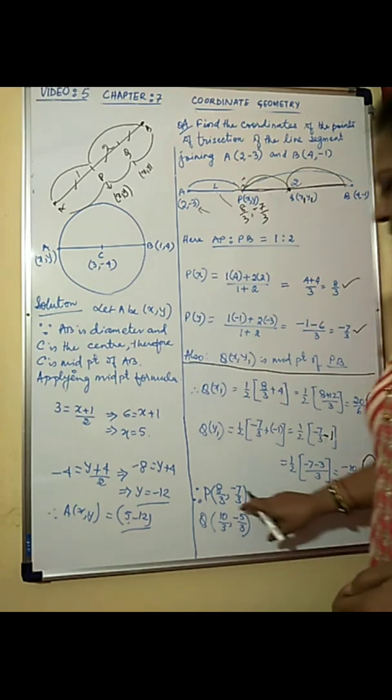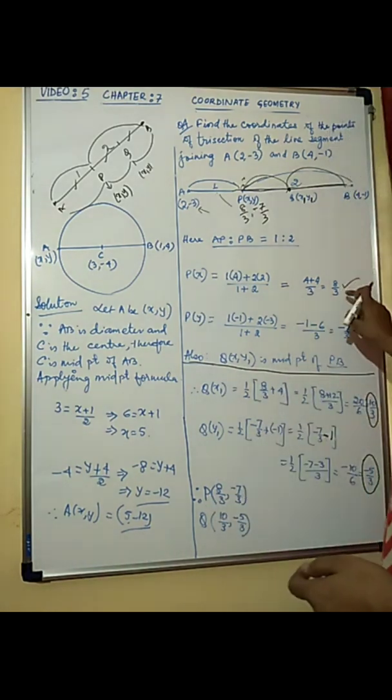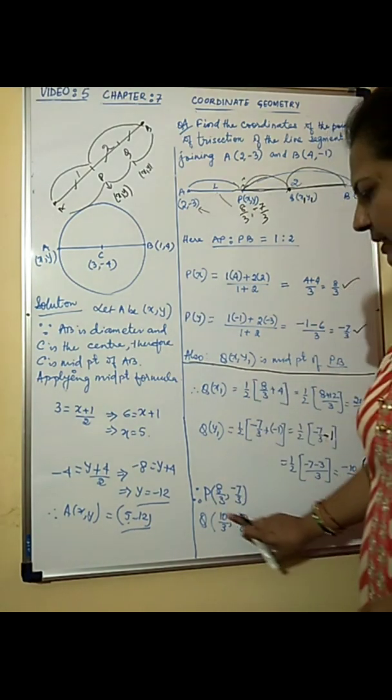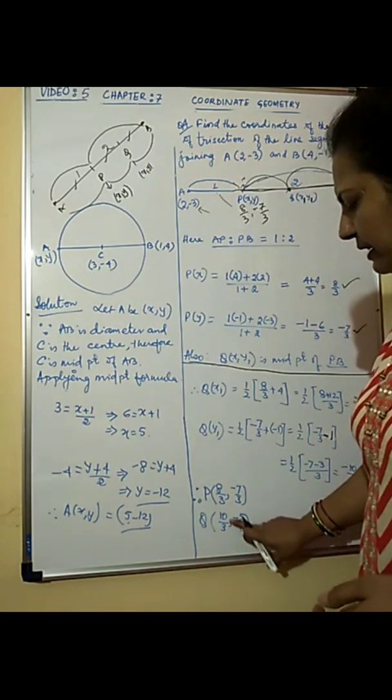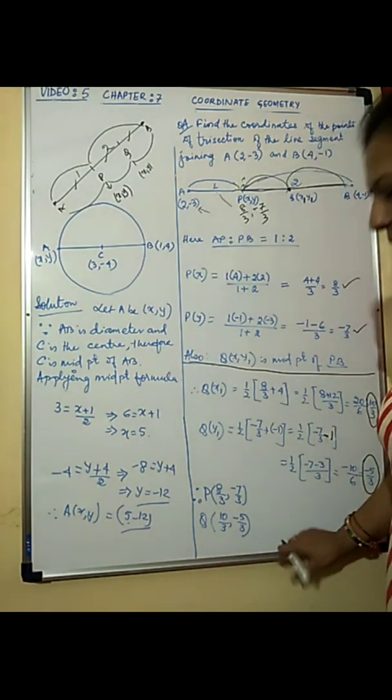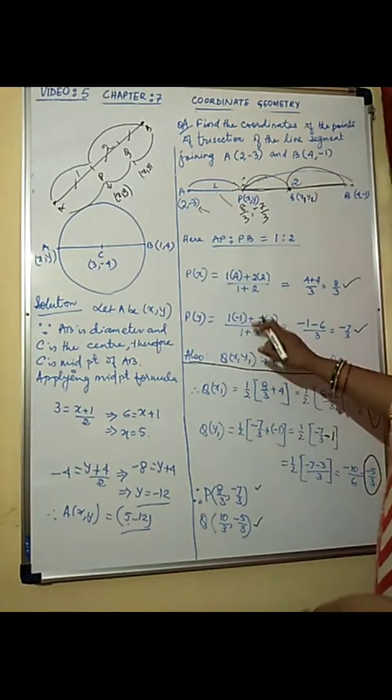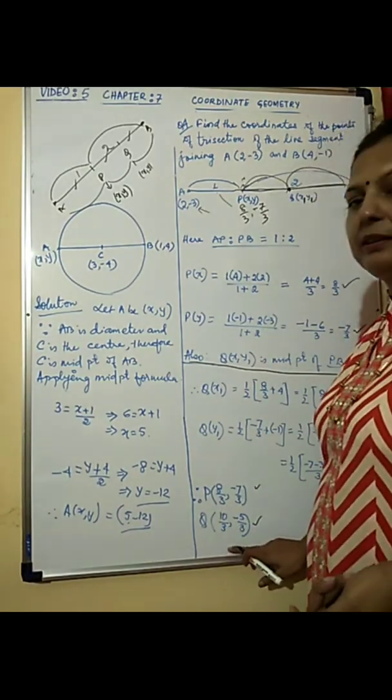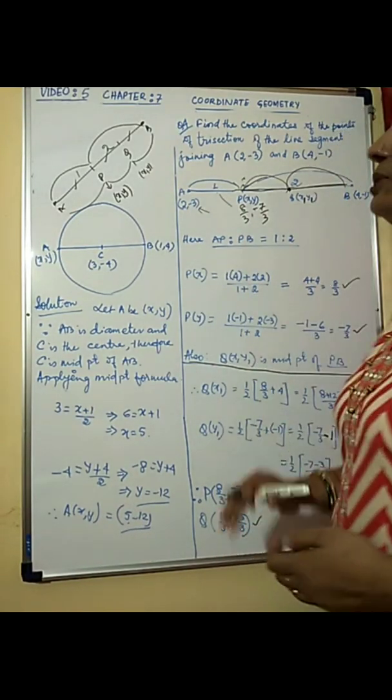So therefore we get P (x, y) as 8/3 and -7/3, and Q (x1, y1) as 10/3 and -5/3. So these are the 2 points of trisection, P and Q, which divide the line into 3 equal parts.